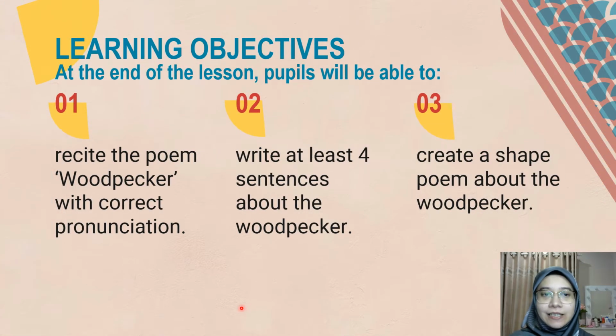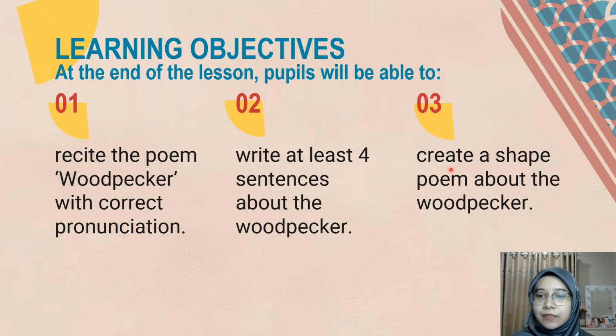Let's start our lesson. I will explain the learning objectives for today. At the end of the lesson, pupils will be able to recite the poem Woodpecker with correct pronunciation. Sebut ataupun deklamasikan sajak Woodpecker dengan sebutan yang betul. Number 2, write at least 4 sentences about the woodpecker. Tulis sekurang-kurangnya 4 ayat mengenai woodpecker. And number 3, create a shape poem about the woodpecker.